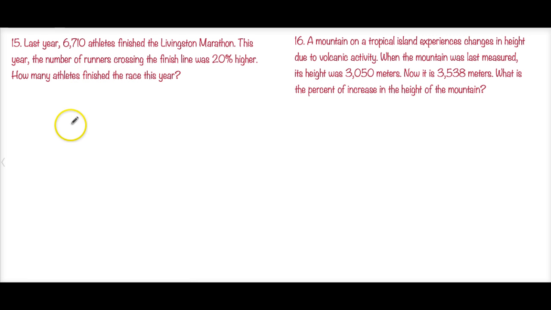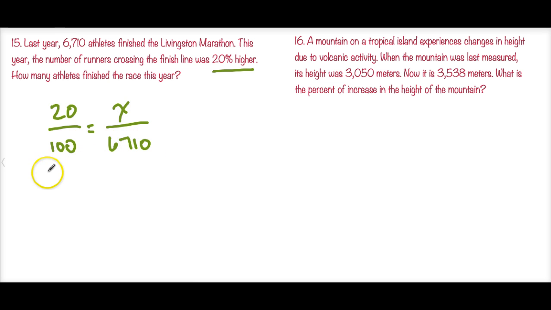Number 15. Last year, 6,710 athletes finished the Livingston Marathon. This year, the number of runners crossing the finish line was 20% higher. How many athletes finished the race this year? So we know it's 20% more, so that's a percent increase. So my 20% is going to go on top. My actual number, or my original number of runners, will go on the bottom. And I want to find out what the increase was.